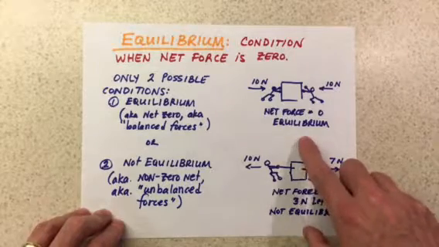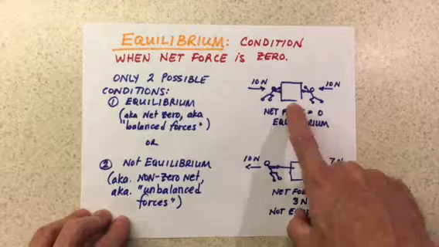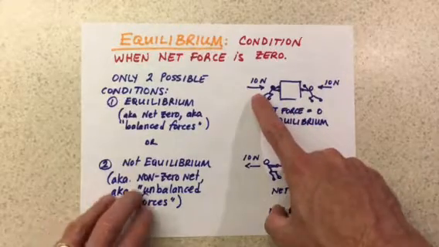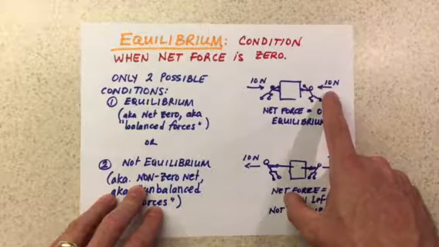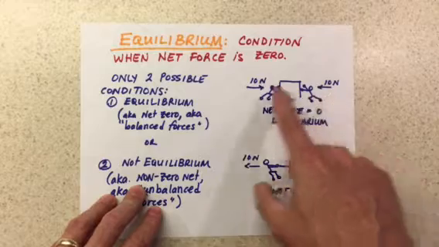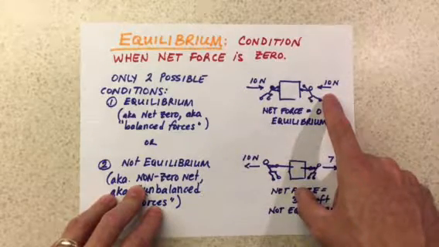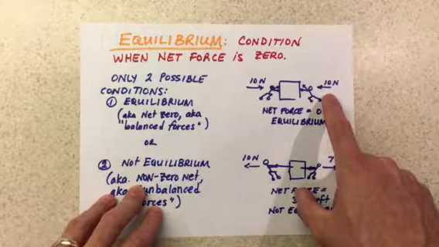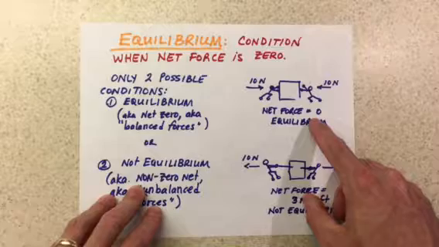In this example here, you have a couple of people pushing on the same object. This one pushes with a force of 10 newtons to the right. This one pushes with a force of 10 newtons to the left. Since their forces are along the same line and they are equal in strength and opposite in their effects, they basically neutralize each other. You have a net force of zero.